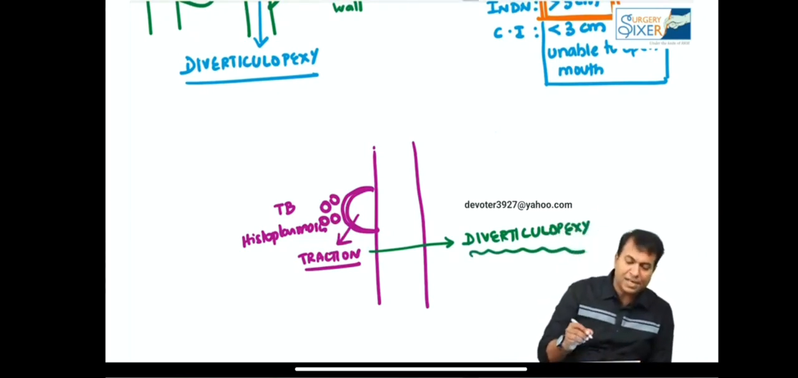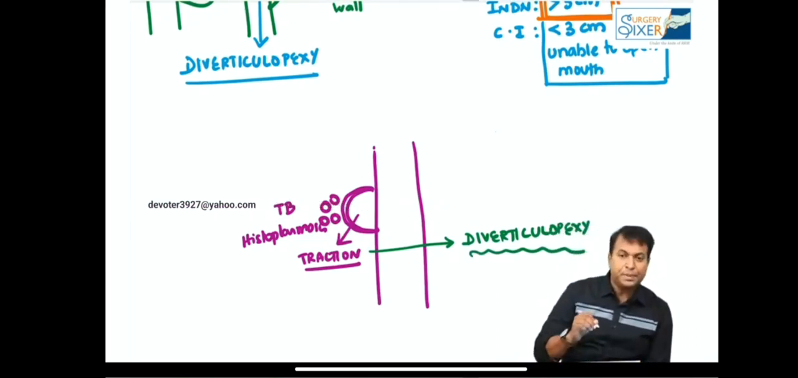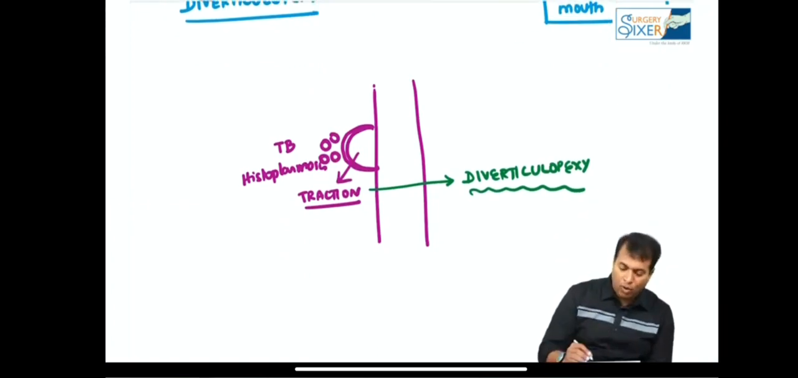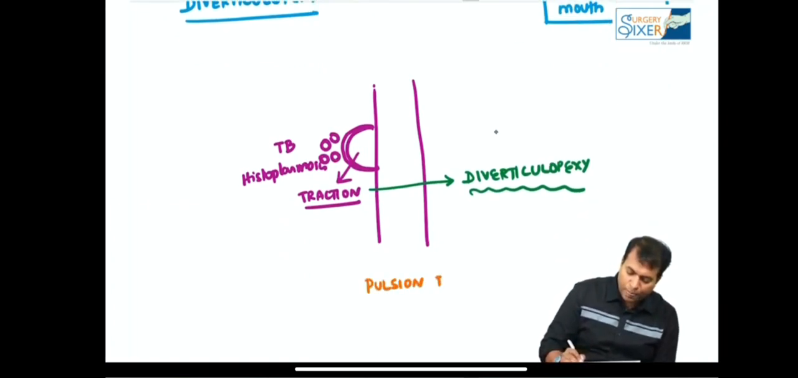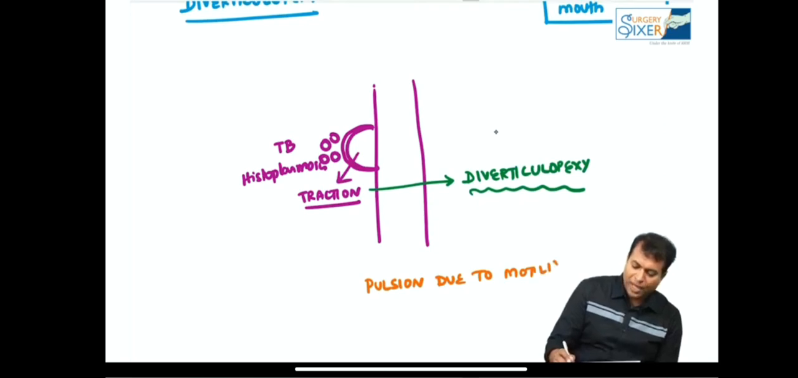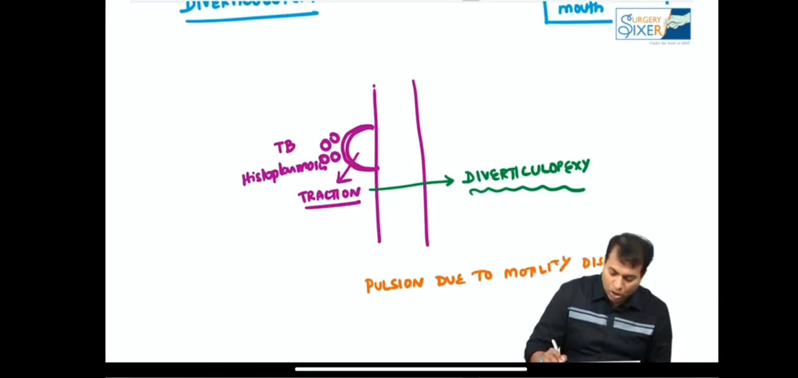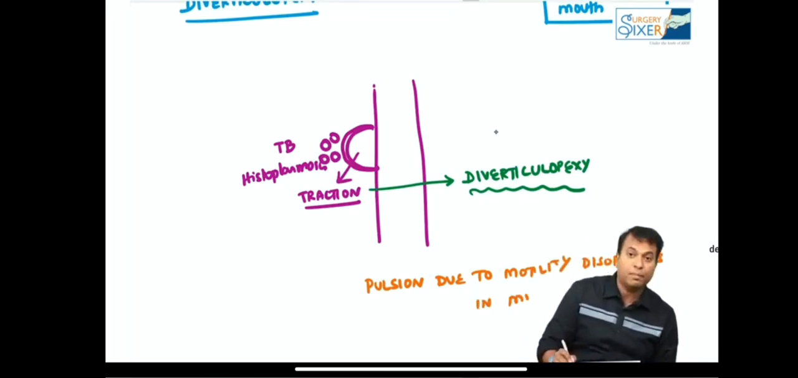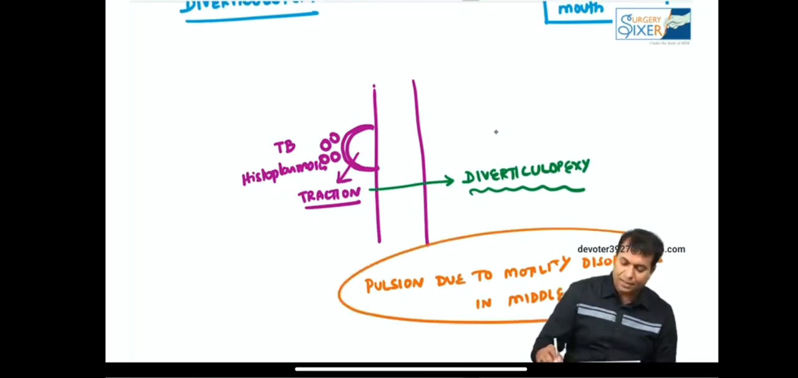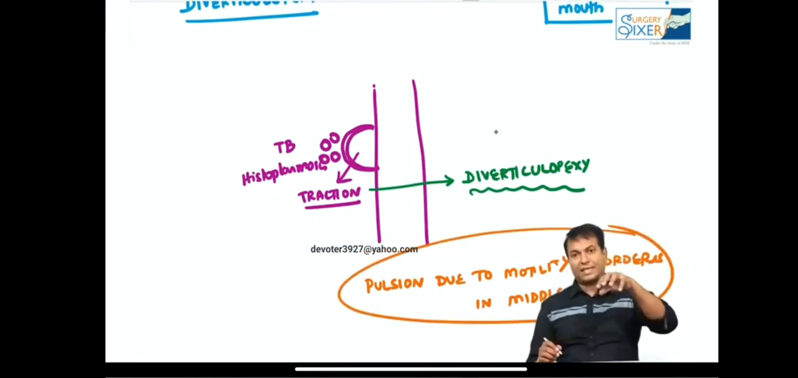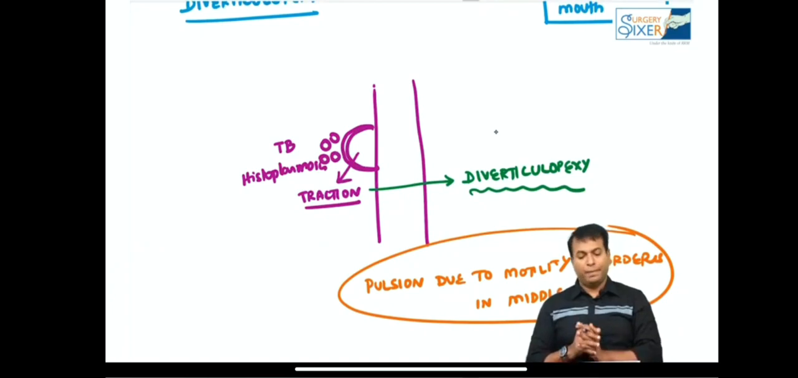An interesting line from Sabiston is that even in the middle esophagus nowadays, this type of traction diverticulum is less common. We are getting more and more pulsion diverticula due to motility disorders. Today pulsion diverticula due to motility disorders are more common in the middle also. Ten years back, the most common diverticulum in the middle esophagus was traction diverticulum due to TB, but now it is totally replaced by pulsion diverticulum.